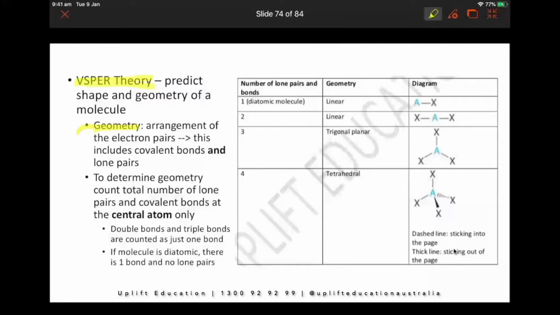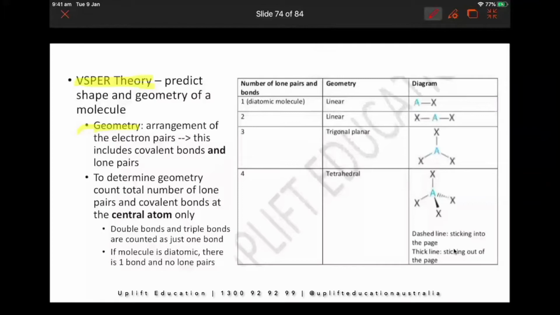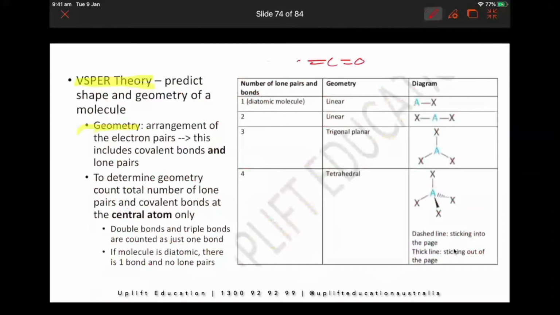So when we're talking about geometry, we're looking at the arrangement of the electron pairs, and this includes both covalent bonds and lone pairs. So what this means is that if we're talking about something like carbon dioxide, which I'll draw here, there are 2 types of electrons in this case. There is what we call covalent bonds or bonded electrons, which are these bonds here. So anything in a single or a double bond or a triple bond are bonded electrons or covalently bonded electrons.